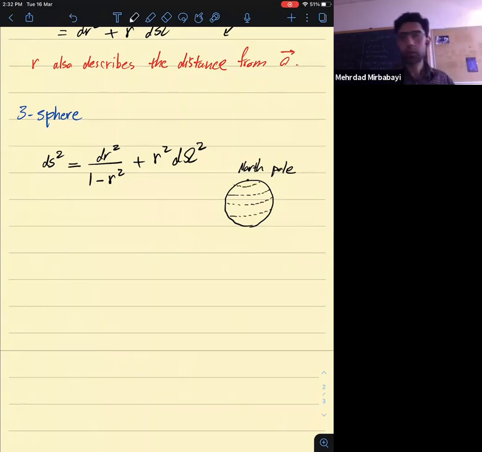And then I consider points that are at a fixed distance from this north pole. Now, if I'm on a two sphere, these slices will be just circles, right? On the surface of the Earth, these are what we call the latitudes.